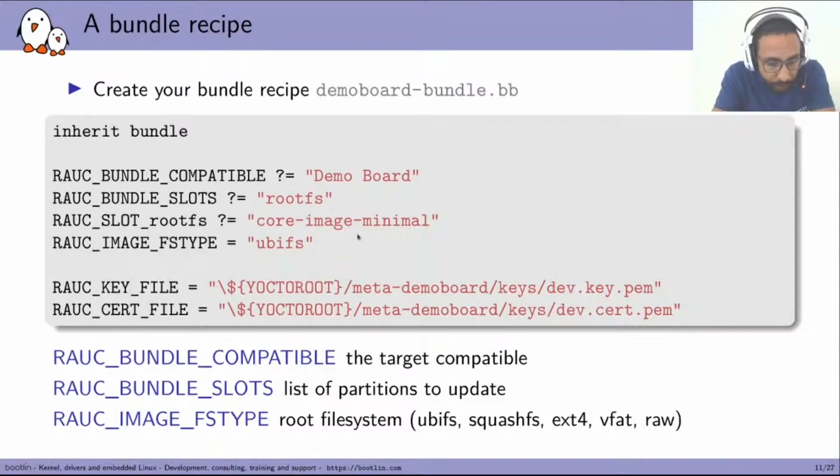The next step is to create a bundle recipe. This is the place where we describe what we will find later in the manifest file. Here we define the target that is compatible with our image. In this example, I have only one slot defined, but of course you can add as many slots as you need. You can have typically an application slot or a boot file system slot, like we saw before. And for each slot, you can define the file system format your slot is using. And finally, you also may want to define the key you use to sign your bundle.